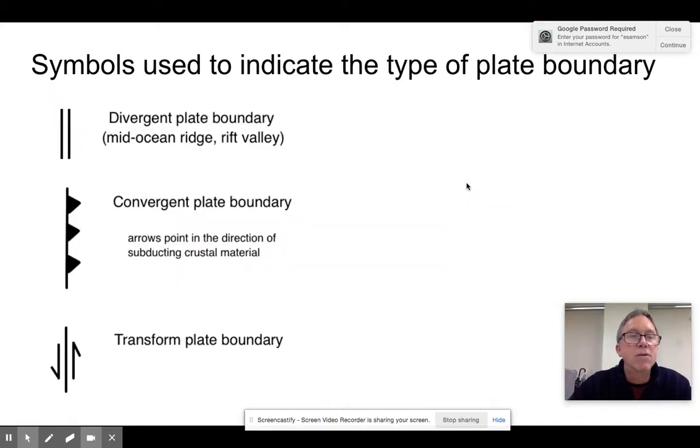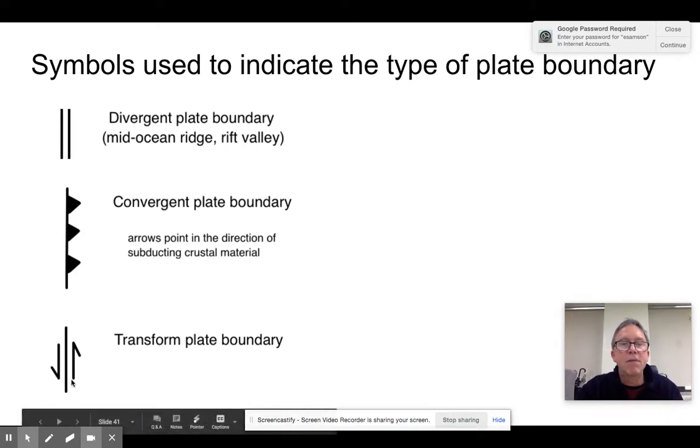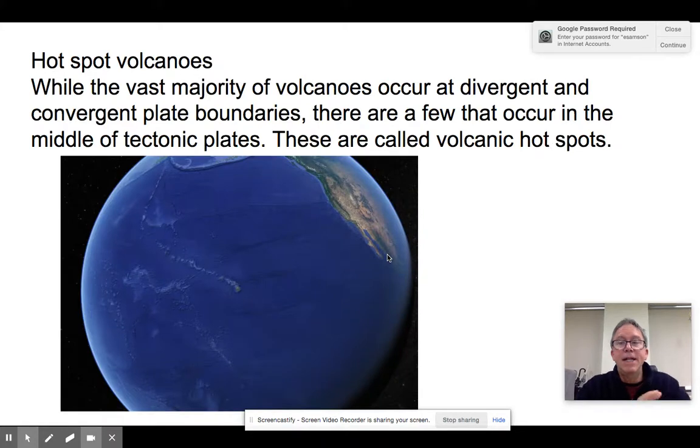These are the symbols that we use on maps sometimes. These two parallel lines indicate a divergent plate boundary. These teeth indicate a trench where we have subduction, and the teeth point in the direction that the plate is plunging. And a transform plate boundary uses these arrows that kind of look like what you use in chemistry when you're talking about orbitals. Right? And last thing, sorry this goes so long, is what we call hotspot volcanism.